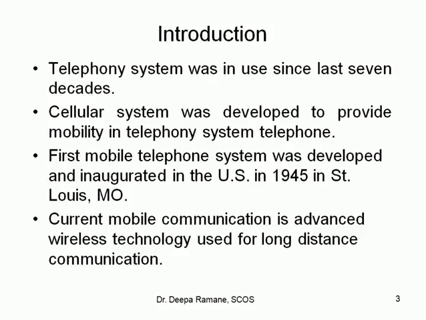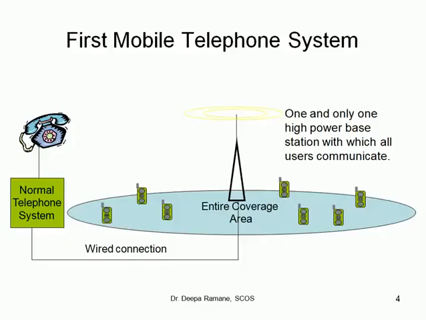Cellular system was first developed in 1945 in St. Louis. Today's communication is advanced wireless technology useful for very long distance communication. See, this is your first mobile telephone system, where there is only one tower of very high power controlling very few devices, and that too in a limited area. This tower is connected through wire to the public switched telephone network, which was a proven technology.